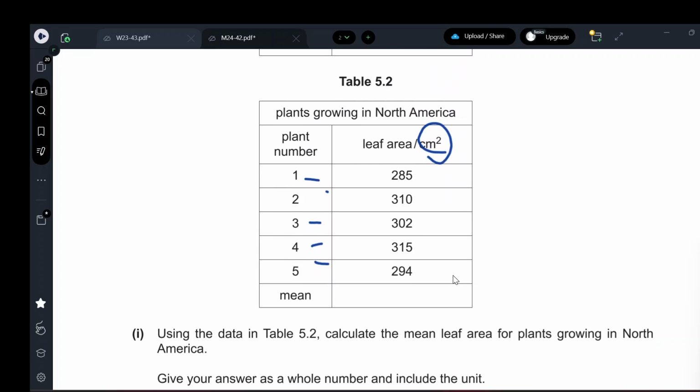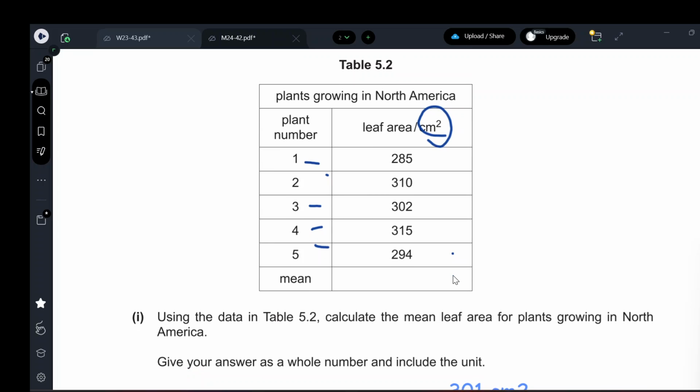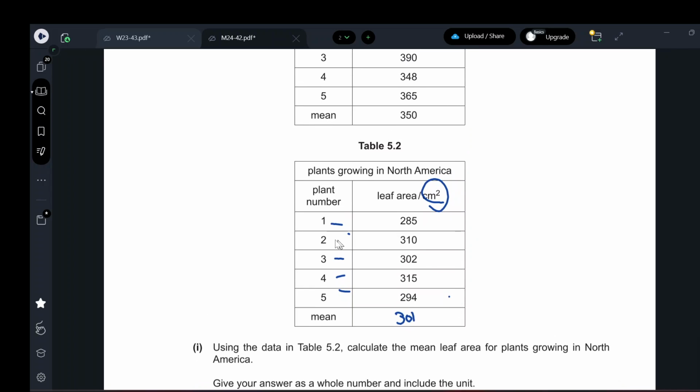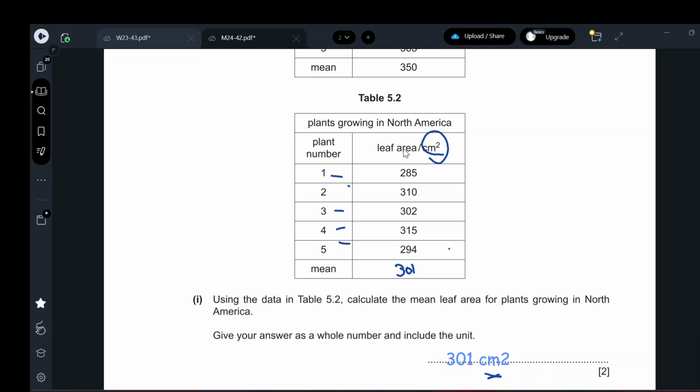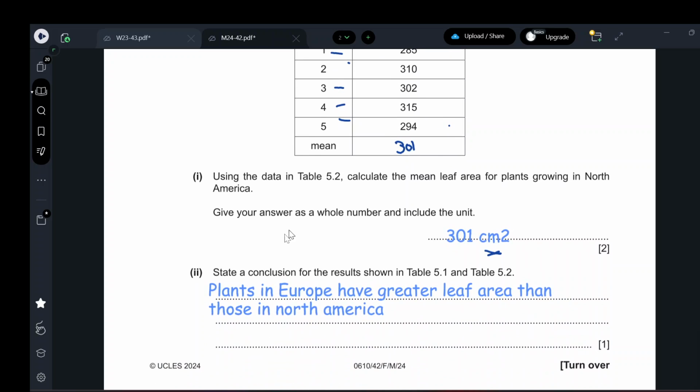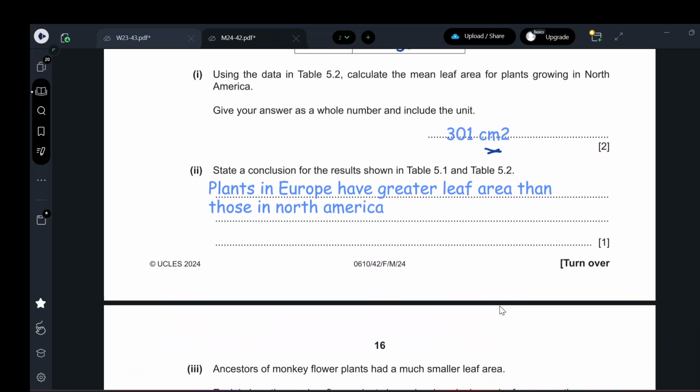What is the conclusion for the results? Conclusion. What is my conclusion? The leaves in North America have less area than the leaves in Europe. Okay, or the opposite. Plants in Europe have greater leaf area than those in North America. Very simple conclusion.